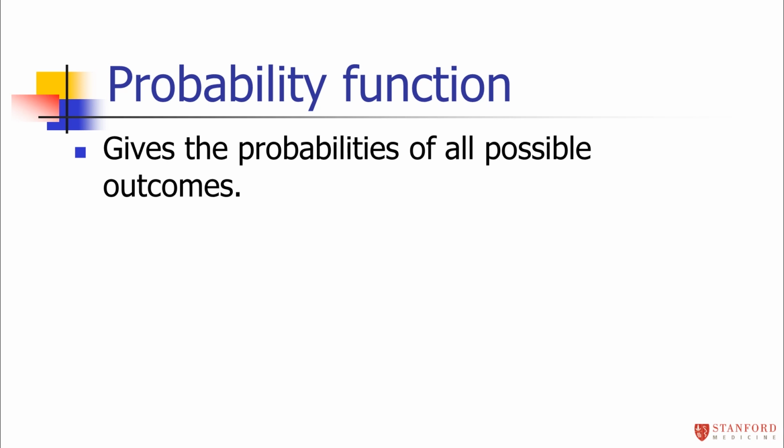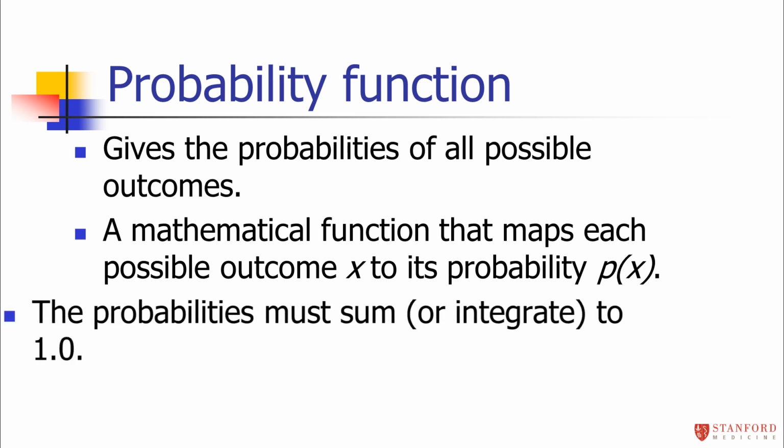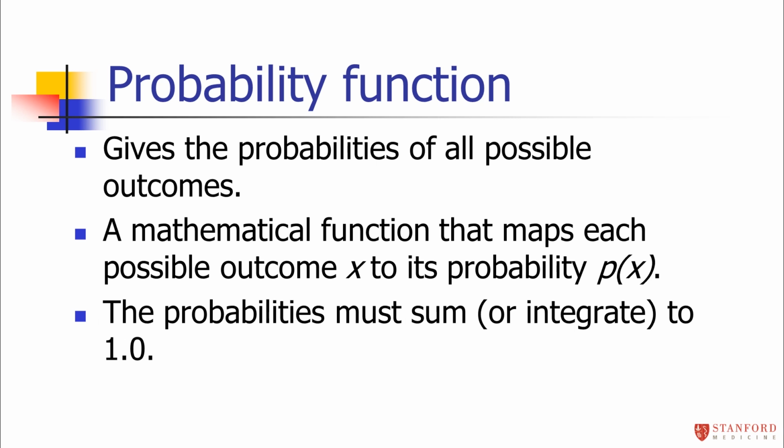a probability distribution. You can think of it as a mathematical function that takes the possible outcomes x and maps them to a probability p of x. So we could think of this as a mathematical function. That's helpful in some cases. When you have the full distribution, the probabilities have to add up to 1. If you have mutually exclusive, exhaustive outcomes, their probabilities have to add up to 1. One thing you can check, if you've calculated probabilities correctly, is that if you've calculated all of them, they have to sum up to 1.